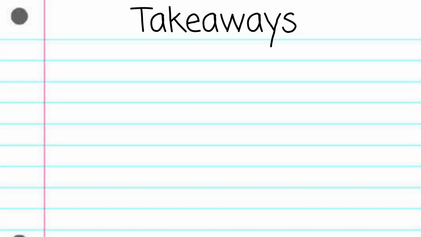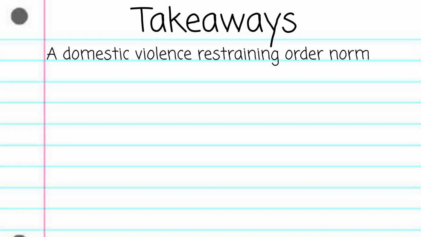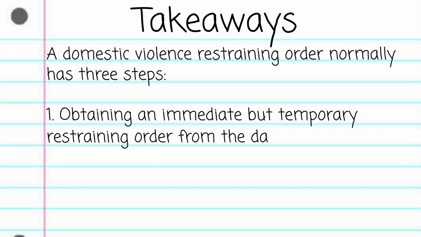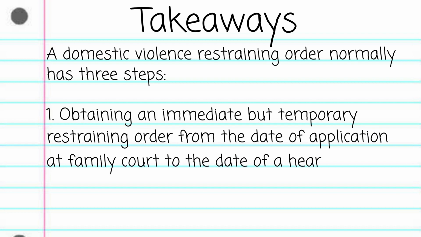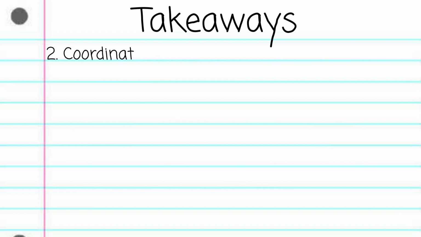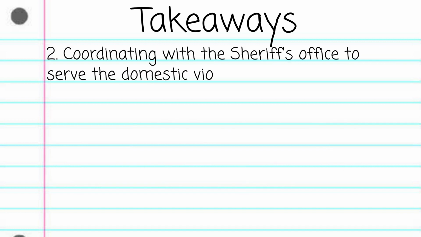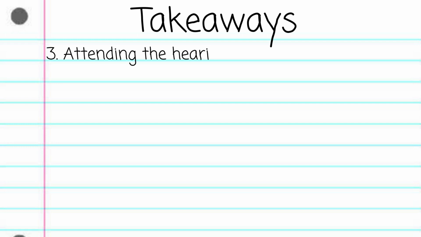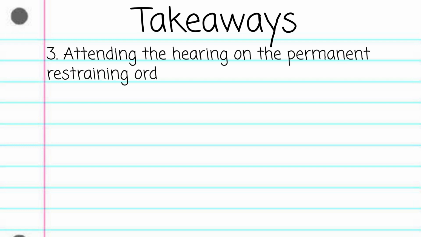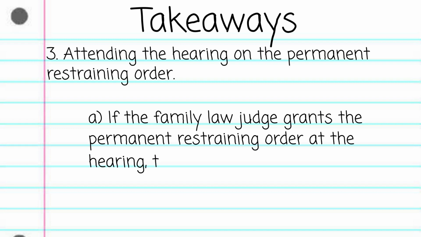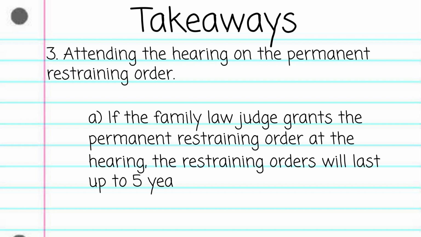The takeaways. A domestic violence restraining order normally has 3 steps. 1. Obtaining an immediate but temporary restraining order from the date of the application at the family court to the date of a hearing on the permanent restraining order. 2. Coordinating with a third party, normally law enforcement, to serve the domestic violence restraining order paperwork on the defendant. And 3. Attending the hearing on the permanent restraining order. If the judge grants the permanent restraining order at the hearing, the restraining orders will last up to 5 years.